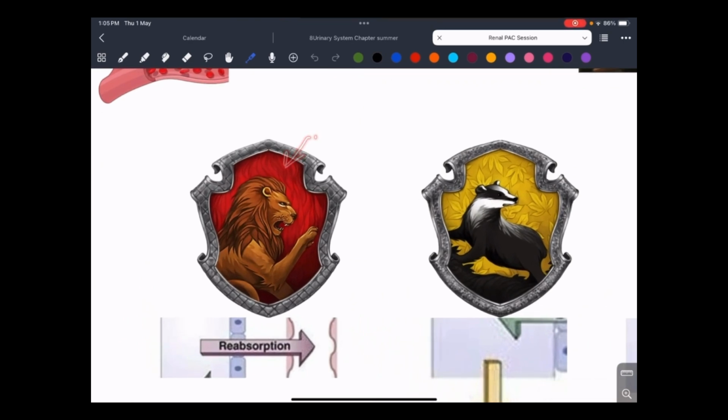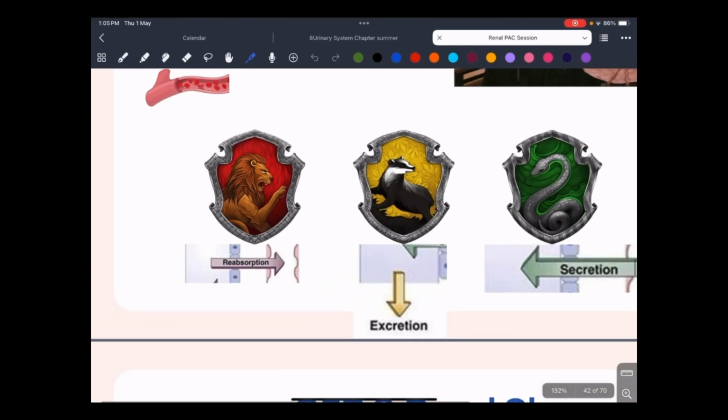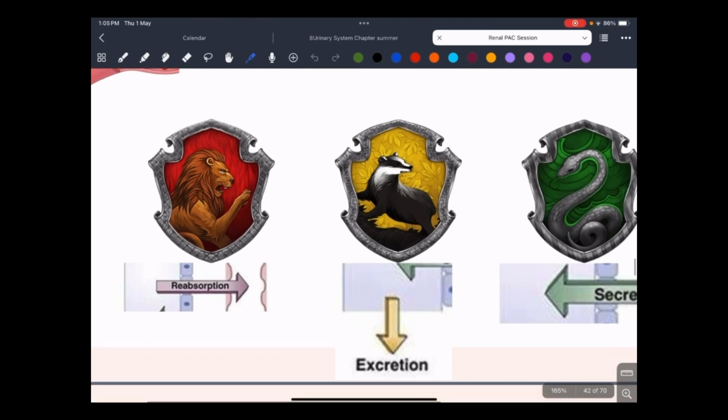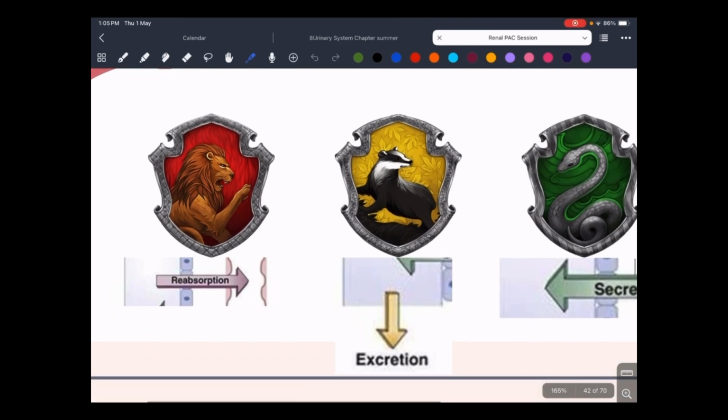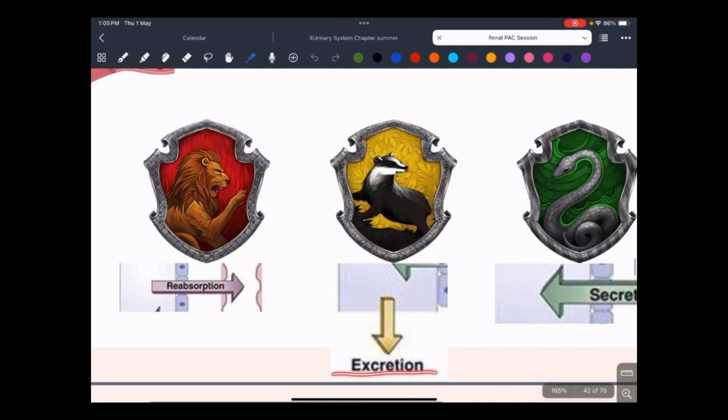It represents the good molecules that I want reabsorbed back into my bloodstream. Hufflepuffs are cuties, very peaceful. They represent the normal filtered products that go into the Bowman's capsule and get excreted normally. And you can even see Hufflepuffs are yellow, which is the color of urine. Right, filtered products, they go passively outside and they don't cause any trouble.